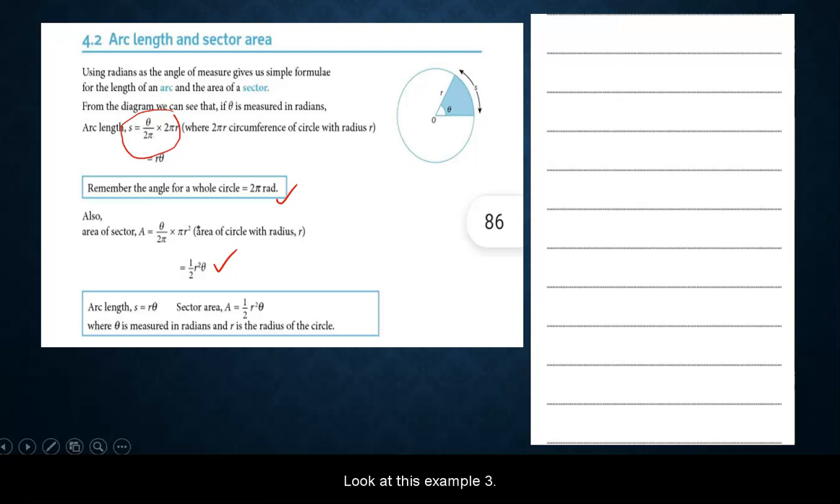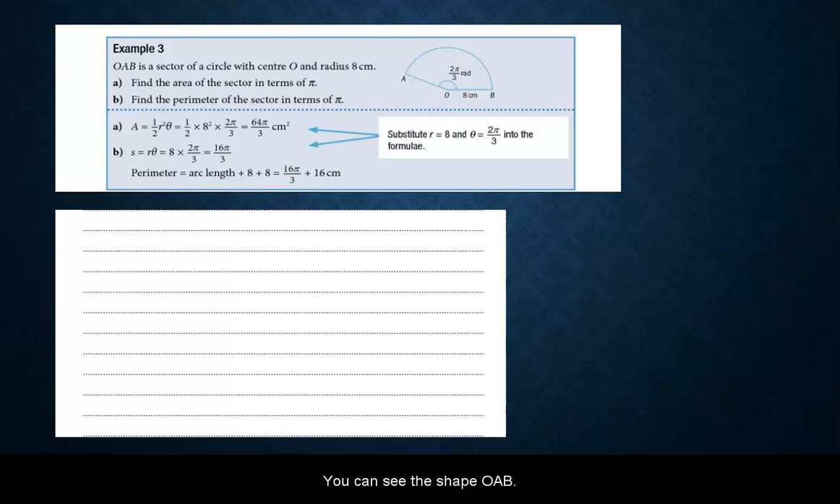Look at example 3. You can see the shape OAB. OAB is a sector of a circle with center O, and the radius is 8 centimeters from O to B. So we are supposed to find the area of the sector.